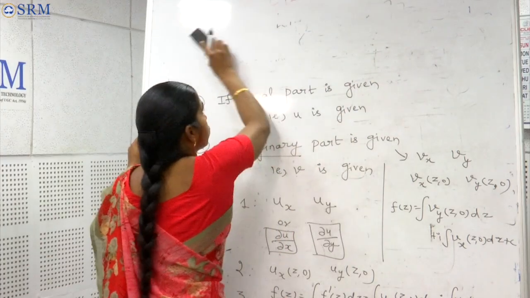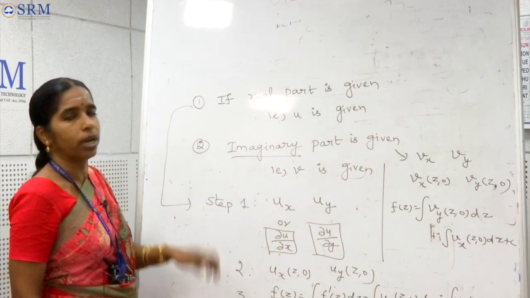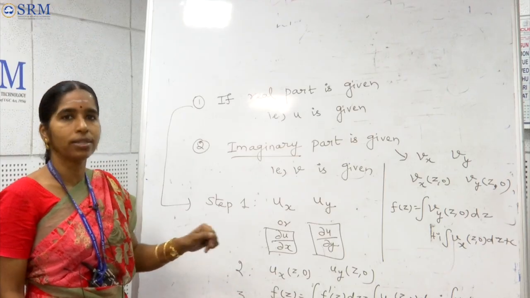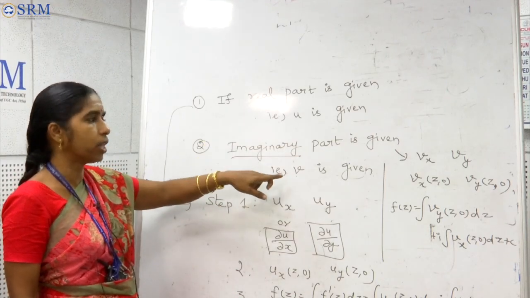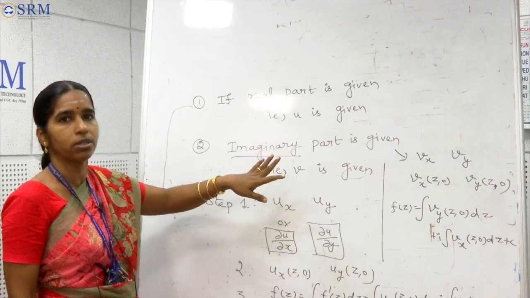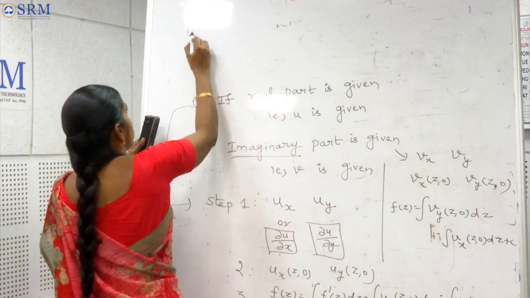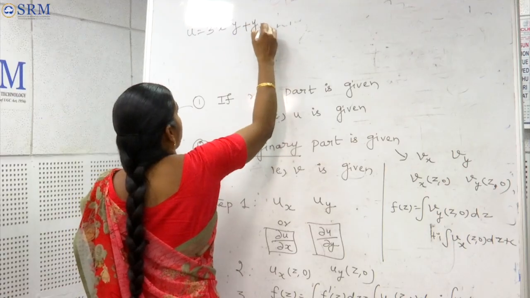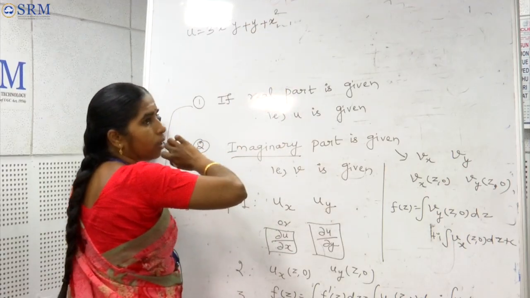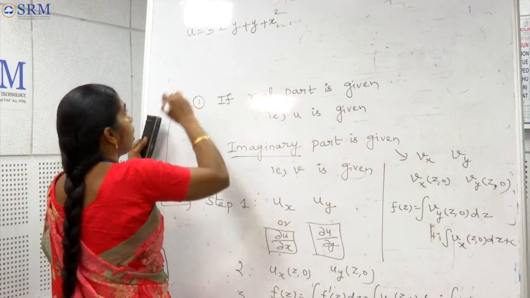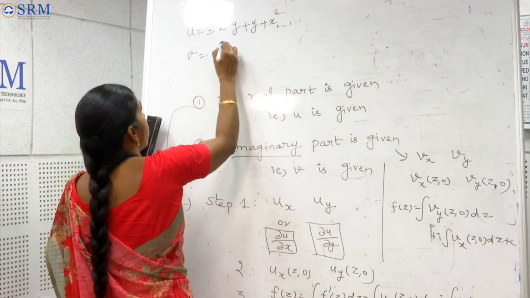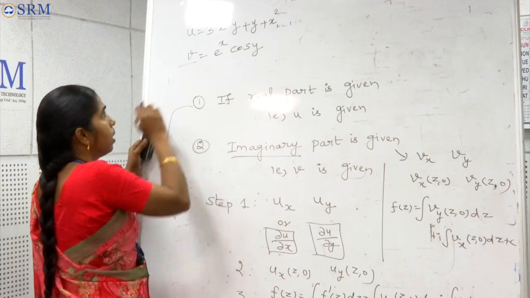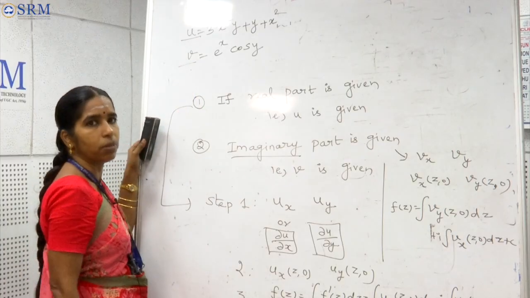Now, problems based on both methods, the real part and the imaginary part. There are three different types of question. One is a direct question where the real part is given, another where the imaginary part is given. For example, u is equal to 3x squared y plus y plus x squared, or in terms of trigonometric functions. Another one is v is equal to e power x cos y. You know that u is the real part and v is the imaginary part.